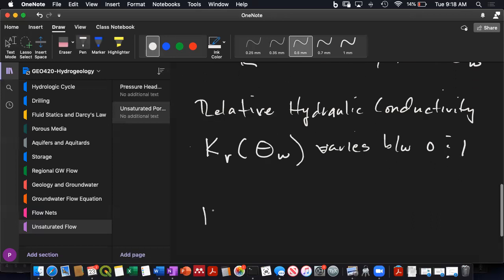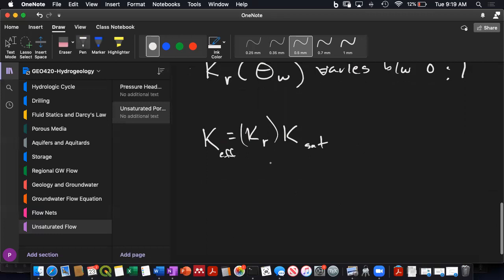And I write the hydraulic conductivity of my sediment as K sub R times K sat. That's my saturated hydraulic conductivity, the hydraulic conductivity that we've always talked about for groundwater flow because we're in the saturated zone. So I take this K sat, multiply it by this K sub R, and I get the true or effective hydraulic conductivity. We call this K effective, the effective hydraulic conductivity for my unsaturated material.